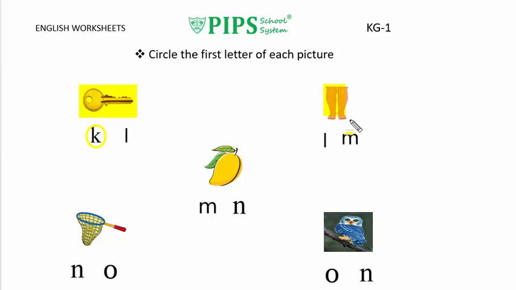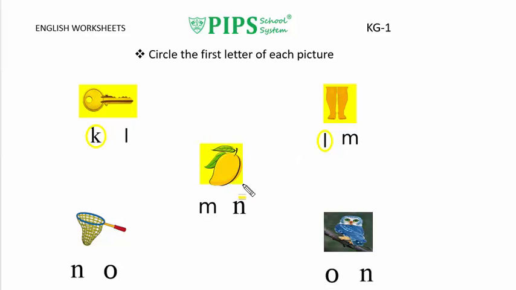These are legs. The initial letter of legs is L. Sounds like L. L. Legs. Now we will circle the letter L.